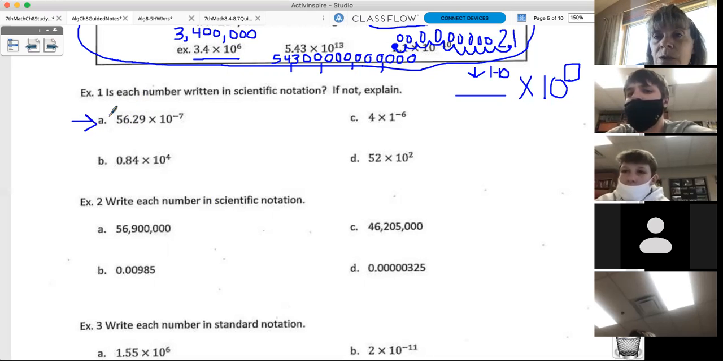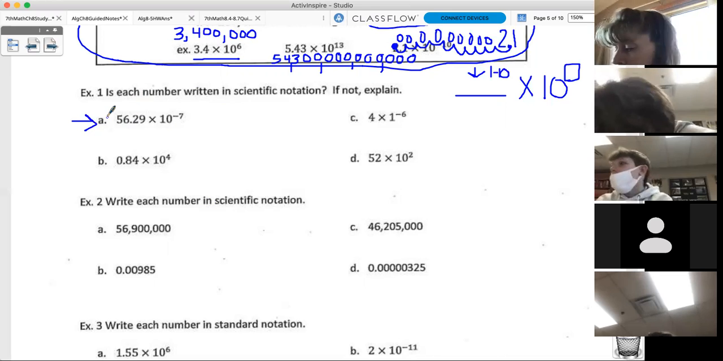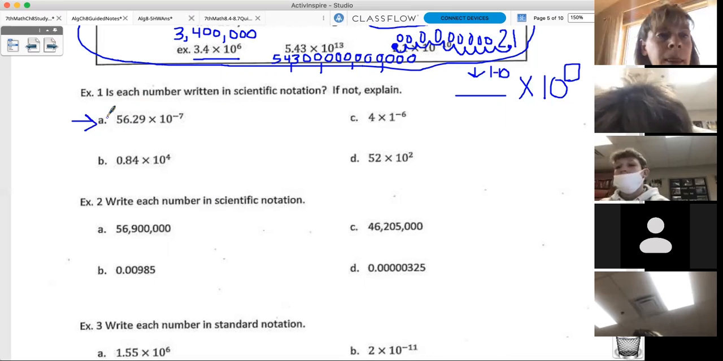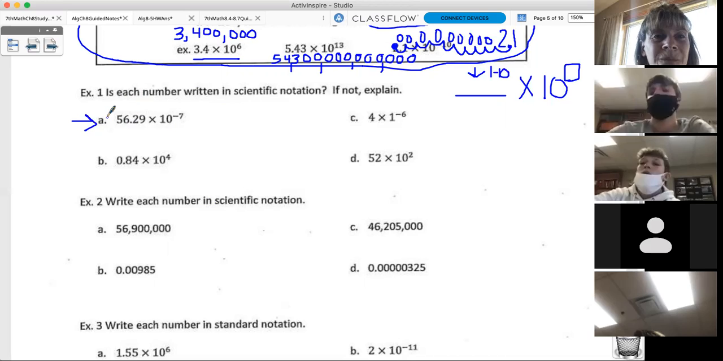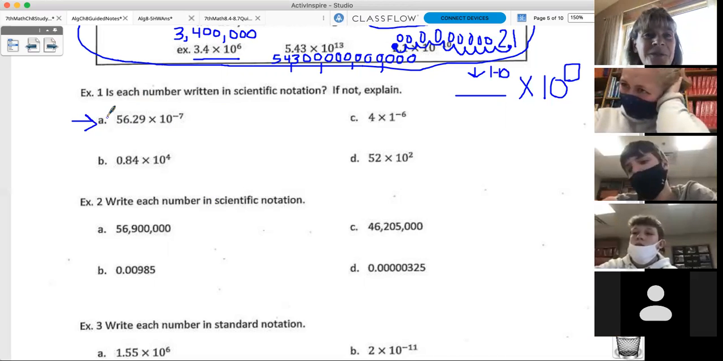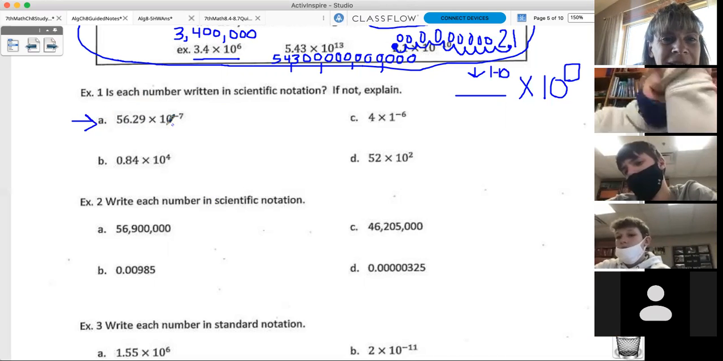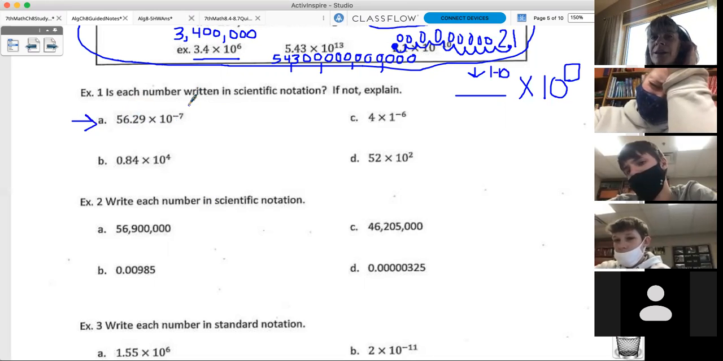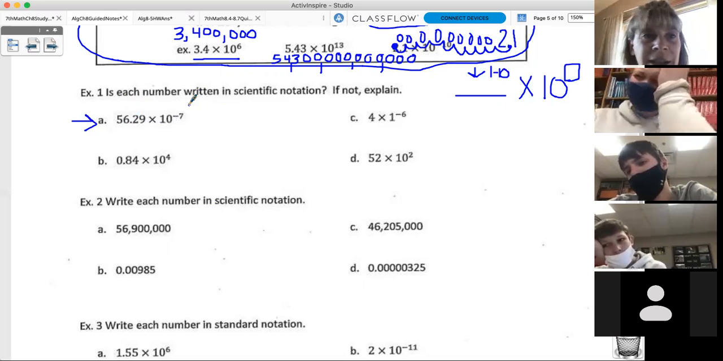Is 56.29 between 1 and 10? No. No, why not? Okay, you guys, this is a game of Goldilocks and the Three Bears.